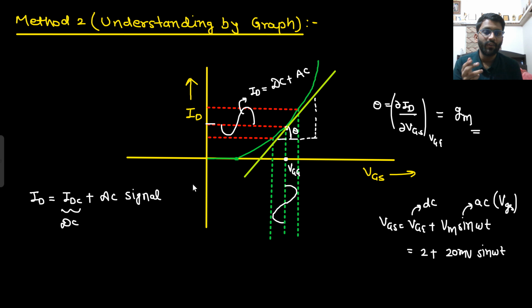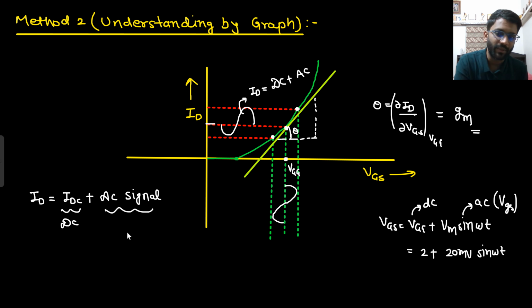But the thing is, how will we get the AC output? So for the AC output, you get the slope at this point. Because this point and this point, all these three points are very near. 20 millivolt is a very small quantity. So at that particular point, you find the value of the slope. That slope gives you del ID by del VGS, that is GM. If you multiply GM with small VGS, you will get the AC signal.